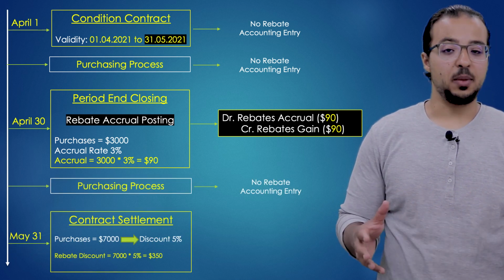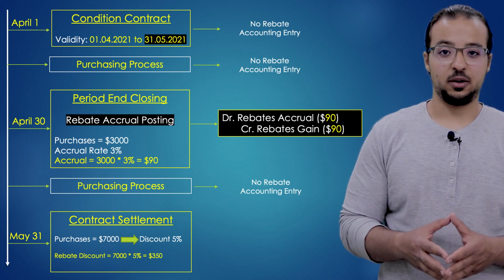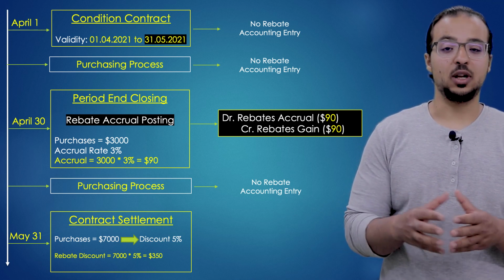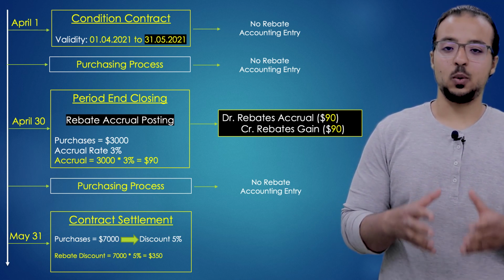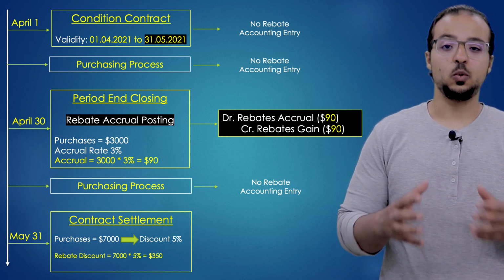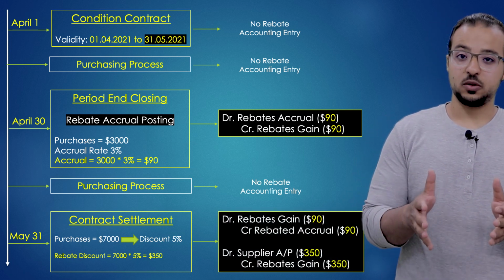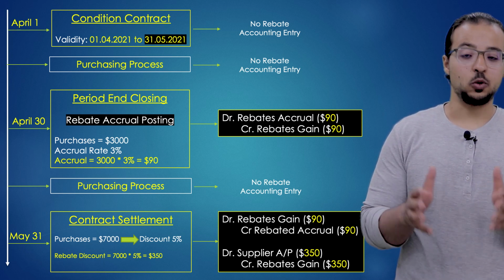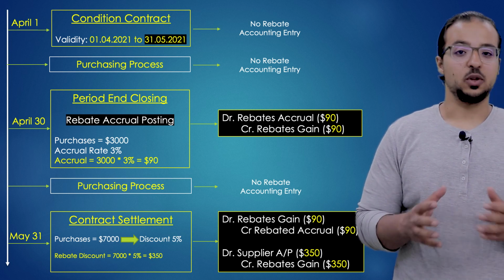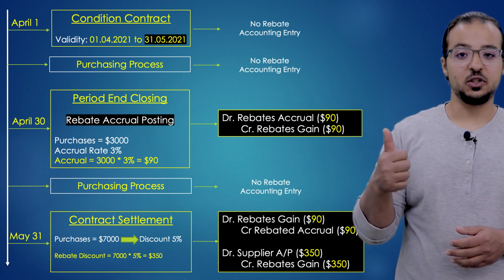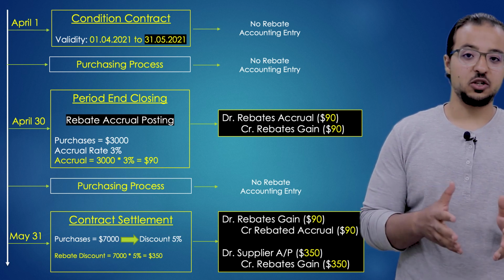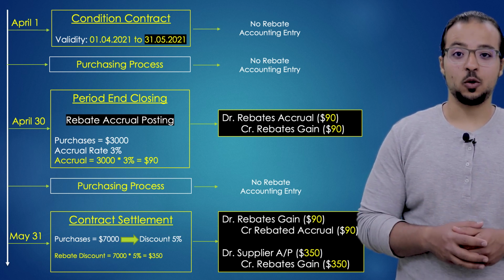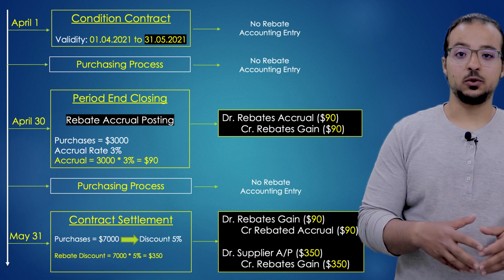And then within the month of May, we continue buying the product from the supplier. And at the end of May, we have the rebate contract settlement. And here we are going to check the total value that we achieved. So let's say, for example, we achieved 7,000 USD. And we are going to post a financial entry in which we are going to reverse all the accruals that we posted for this contract and post the total value to the supplier accounts payable. So the financial entry will have two parts. In the first part, we are going to reverse the accrual. So the financial entry will be a debit to the rebates gain account and a credit to the rebates accrual account for 90 USD that we posted in April.